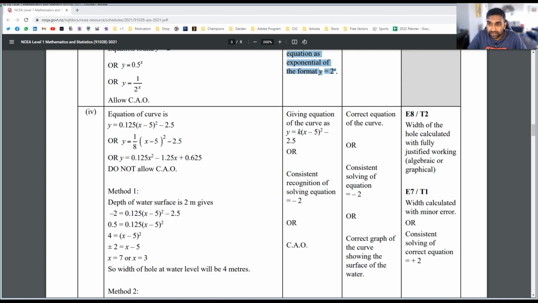Yeah, writing the equation in vertex form is going to get you an achieved, or if you just put a correct answer only, you can also get an achieved, right? Correct equation of the curve, merit. That's pretty decent merit. Don't worry about the graphs, I hardly see anybody drawing them, but if you do, you can get stuff out of graphs, that's pretty cool. But apart from that, that's basically it for this question, guys.